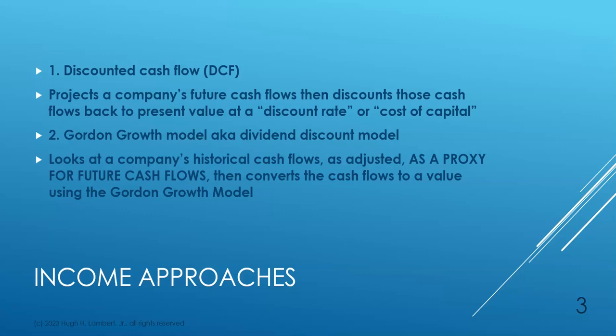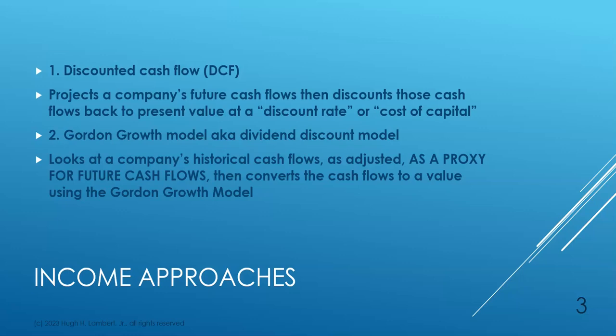The income approaches consist of 2 different approaches: a discounted cash flow method and what's called a Gordon growth model or dividend discount model. The discounted cash flow method is something that many of us are familiar with from finance classes or other classes we've taken in college.